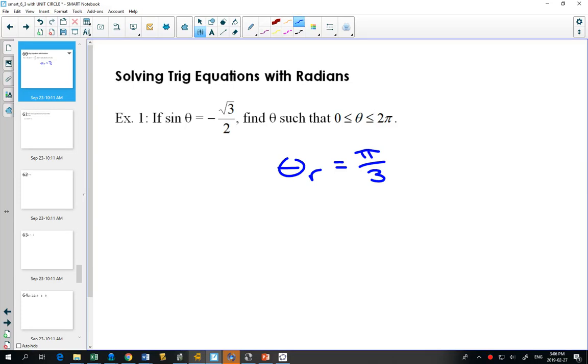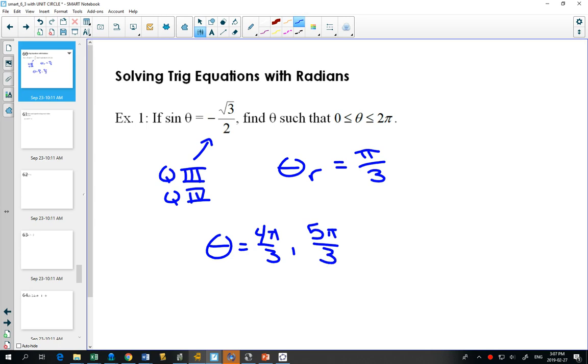So if you know your reference angle between 0 and 2 pi, here sine is negative, so you know from your CAST rule it's got to be in quadrant 3 or quadrant 4. What are your family members in quadrant 3? 4 pi over 3. What's your family member in quadrant 4? 5 pi over 3. And this question is done. That's all the work you need to show. In fact, if you just wrote the answer, that would be considered fine as well.